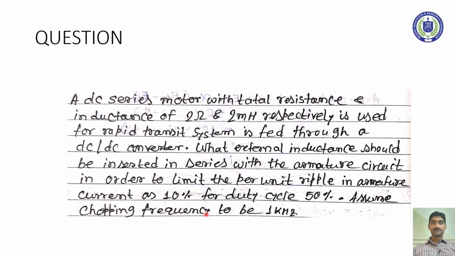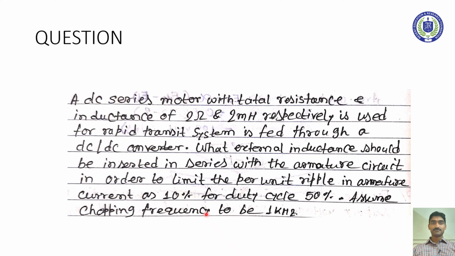As I told you at the beginning of the video, in this numerical we will follow a different topic, that is the DC-DC converter. The first thing we need to consider is that they have asked us to limit the per unit ripple in the armature. So we have a DC series motor, with total resistance and inductance both given, used for a rapid transit system, and fed through a DC-DC converter.